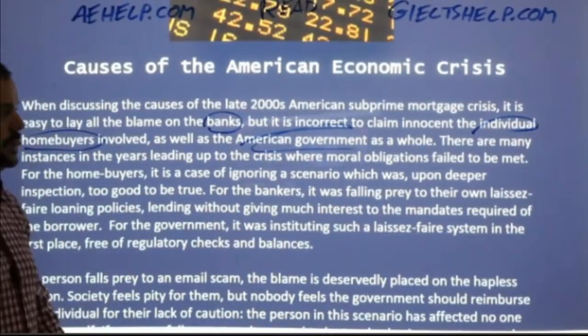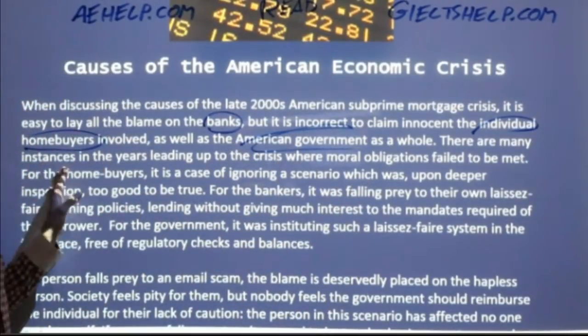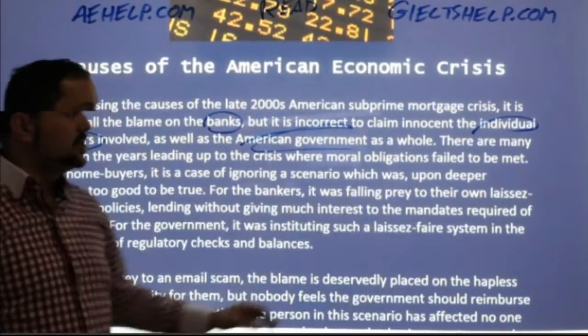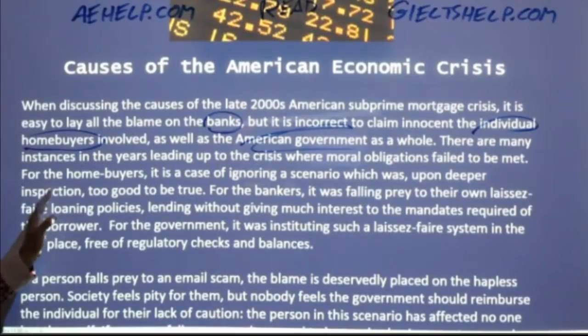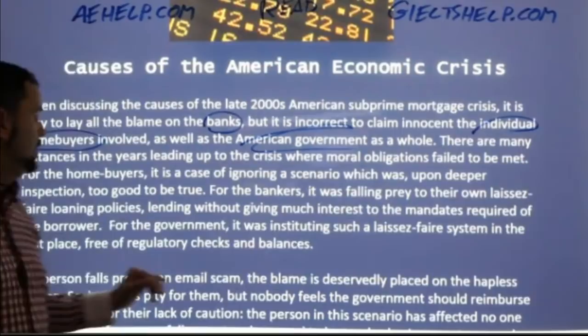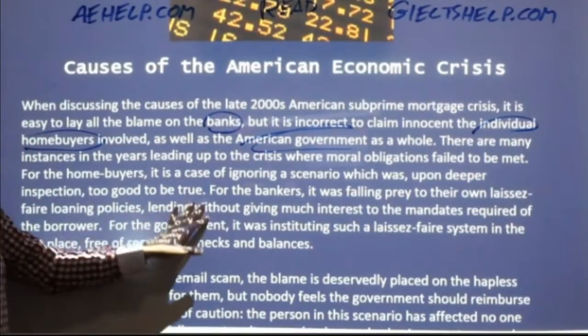That's really important here. There are many instances in the years leading up to the crisis where moral obligations failed to be met. For the home buyers, it is a case of ignoring a scenario which was, upon deeper inspection, too good to be true.